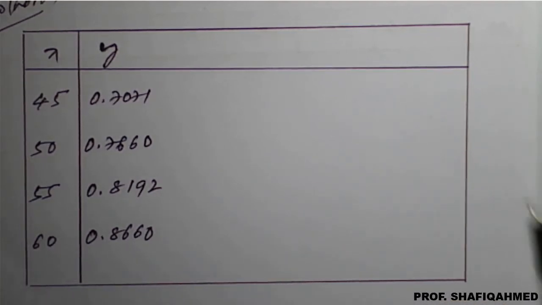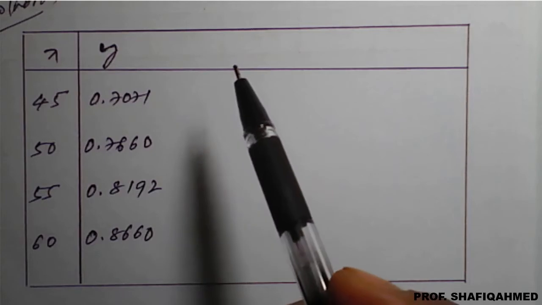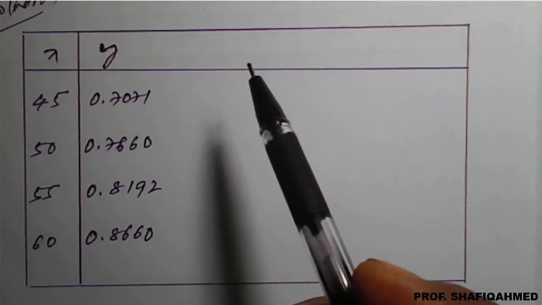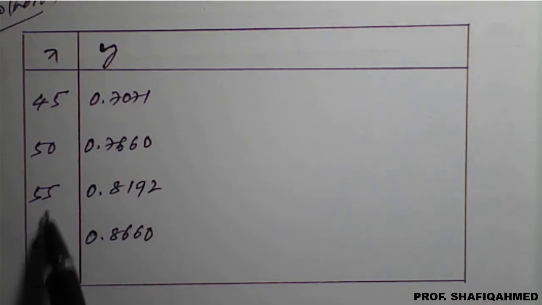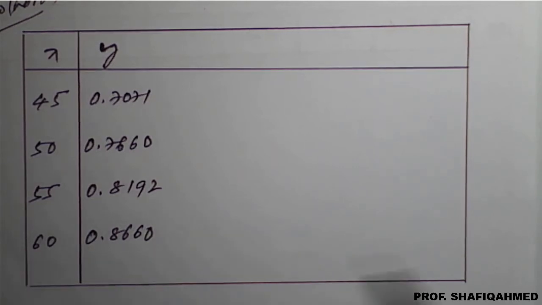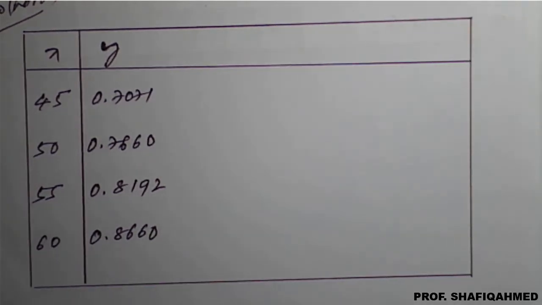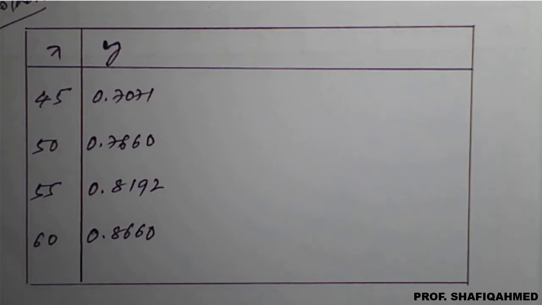So as I said, we need to find sine 57 degree. 57 is in between 55 and 60, so I can say that it is near to the last value. If it is near to the last value, we need to apply the Newton backward interpolation formula. If backward, then the symbol for the difference is nabla, which we will use here.